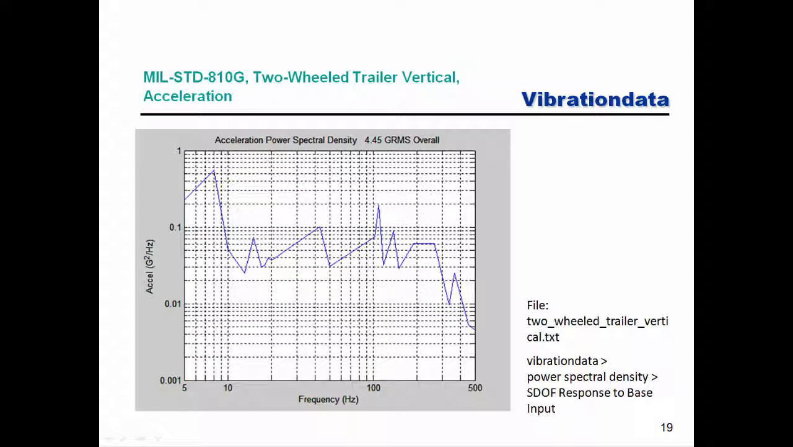Okay, here is a different sort of power spectral density, and it's called the Mil Standard 810G two-wheeled trailer vertical acceleration PSD. So imagine that we have a military vehicle. It could be a Humvee or a truck or a tank, whatever, some kind of a vehicle, and it is towing a two-wheeled trailer. And there's some piece of military equipment that's riding in that trailer.